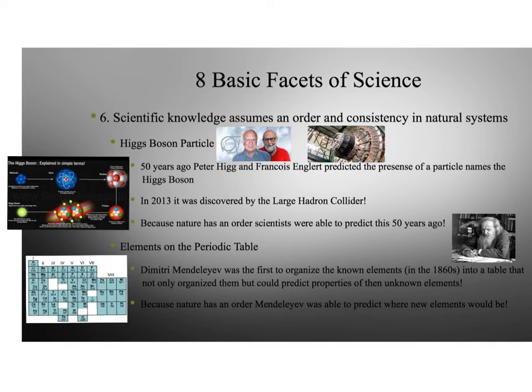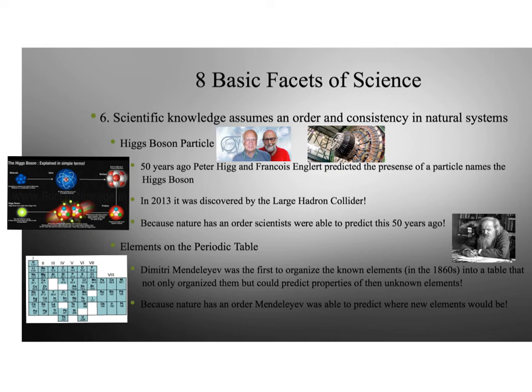All right, number 6 in our 8 facets of science: scientific knowledge assumes an order and consistency in natural systems. Meaning that this world and universe that we live in is not completely random in everything it does. All right, which makes sense. If we're talking about gravity, we can look around and see that all the objects around you are definitely sitting on the ground, pulled towards the earth. Your bed isn't floating up in the air versus your desk that's on the ground. It's not random like that. There's an order and consistency in natural systems.